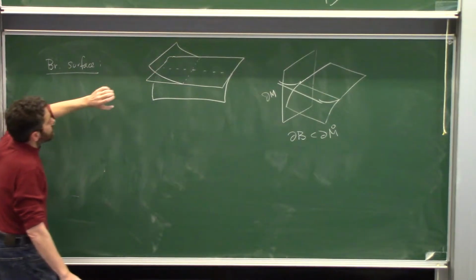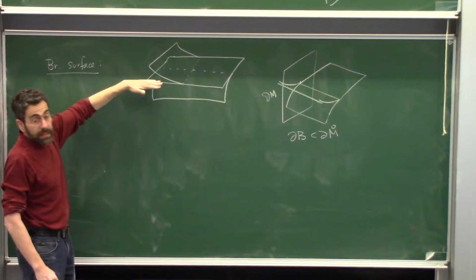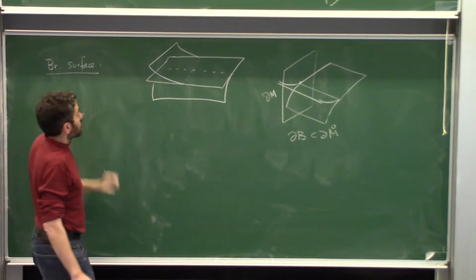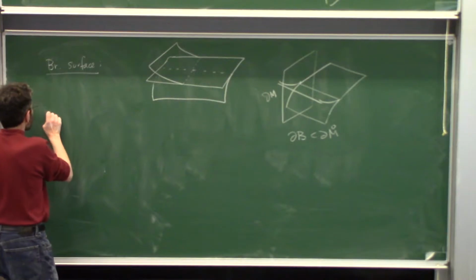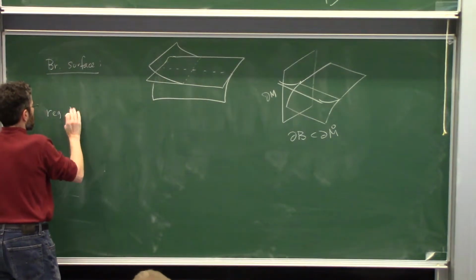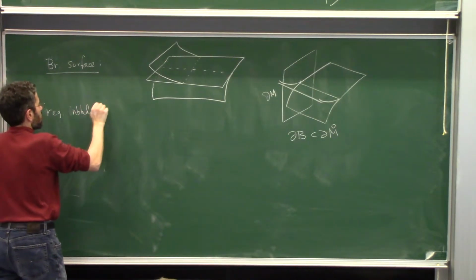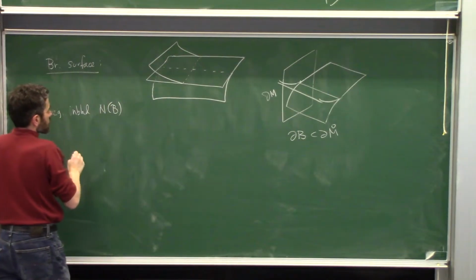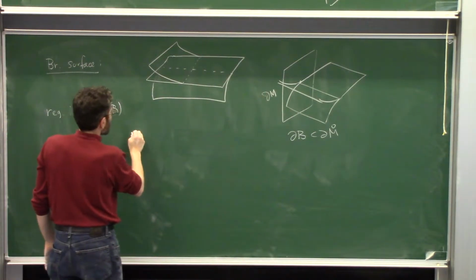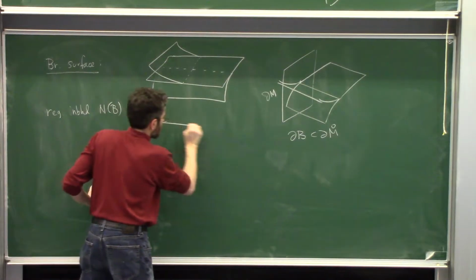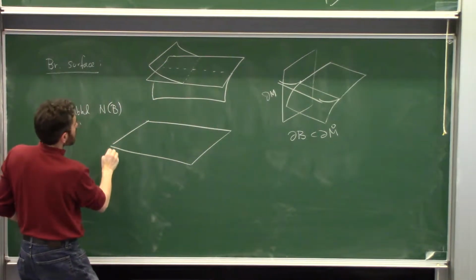There's one more thing to say about this, which is it's very helpful to thicken it a little bit and try to study what the thickened structure looks like. So a regular neighborhood N of B looks like this. Let's see if I can do this. Let's try to draw this a little more rectangularly.